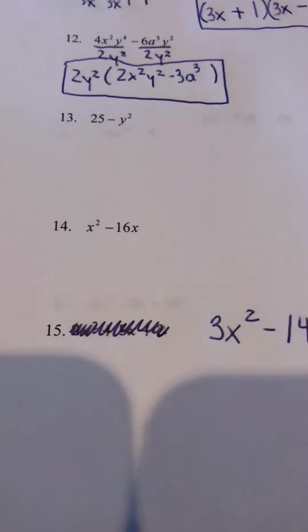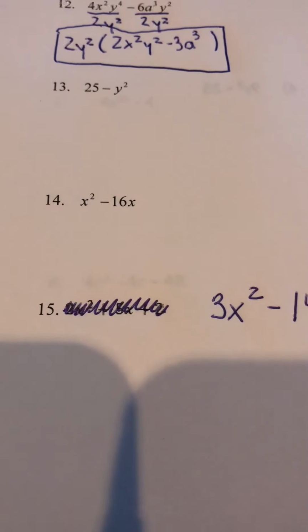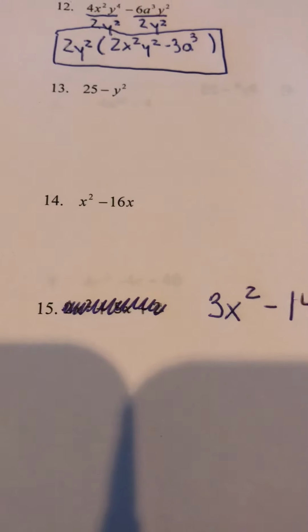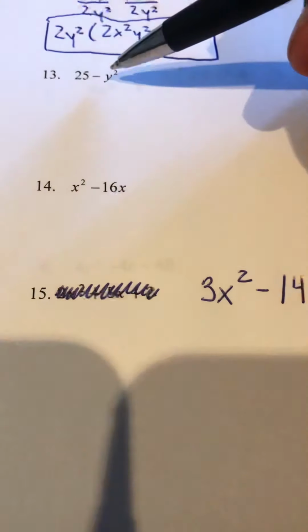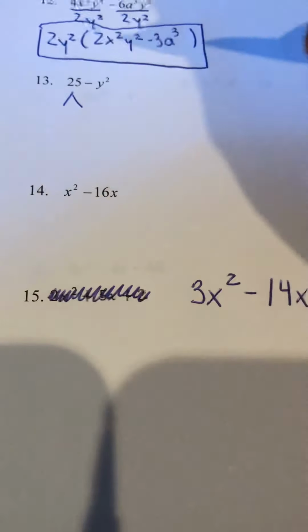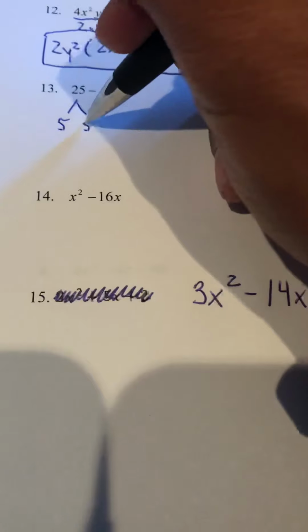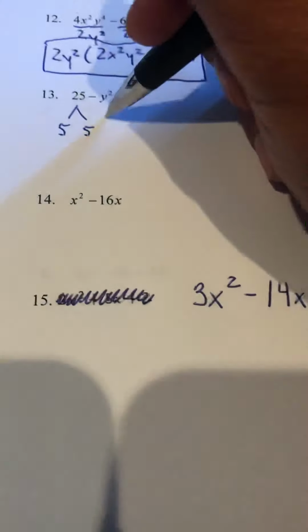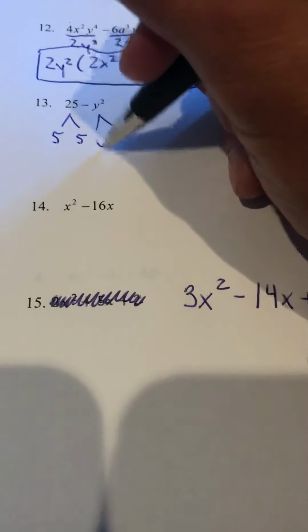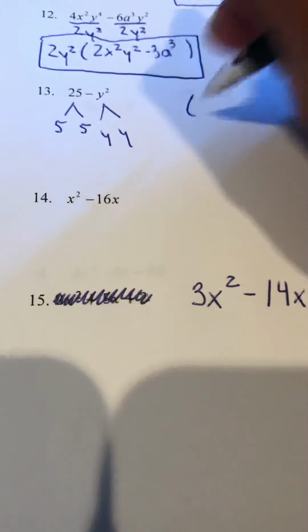Number 13. This is another binomial. We take a look to see if there's anything in common. There is not. So because of that, and there's two terms, this is going to be a difference of perfect squares. So we break this up again. 25 is 5 and 5. Y squared would be y and y. So now we're going to have two sets of parentheses.